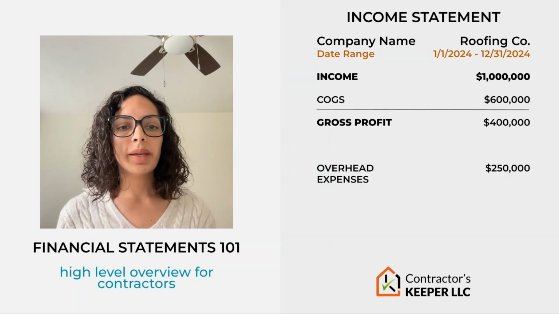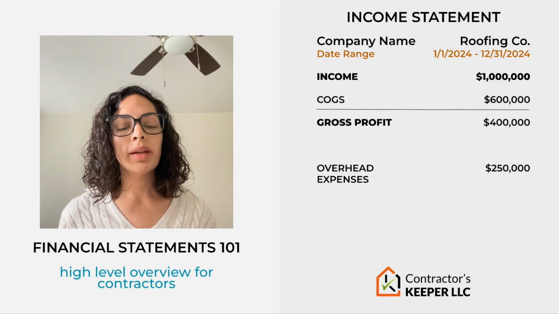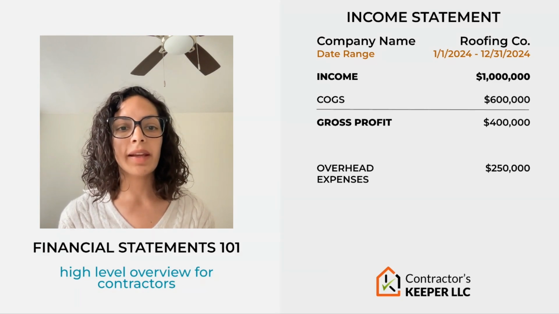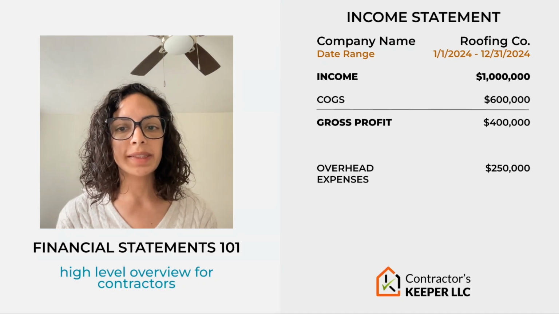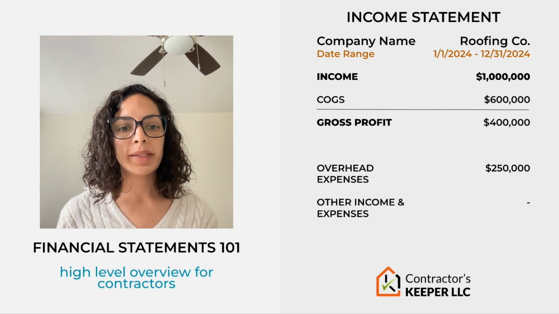Below that will be your overhead expenses. These are things that keep your business running but are not related to a particular job. So these would be things like advertising, your admin payroll, office supplies, vehicle expenses, things like that. That all falls under overhead expenses. Also, any labor that is not directly related to a job would be recorded in the payroll associated with your overhead expenses.